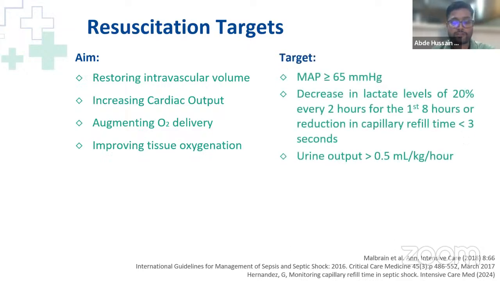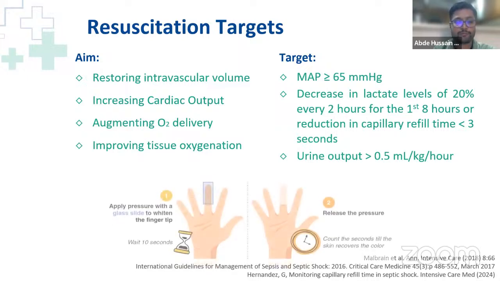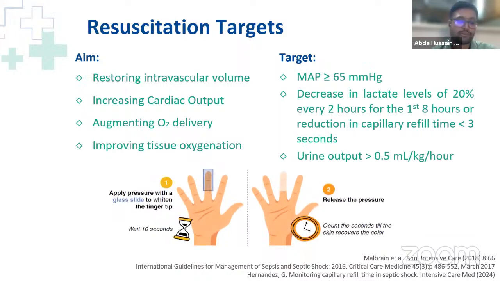So what are our aims while resuscitating? The main target is a mean arterial pressure of more than or equal to 65 mmHg, a decrease in lactate levels of 20% every 2 hours for the first 8 hours, or a capillary refill time of less than 3 seconds, or a urine output of more than 0.5 ml per kg per hour. In resource limited settings, for capillary refill time, pressure is applied on the fingertip and we wait for 10 seconds for the blood to withdraw from there. After releasing, if the blood comes back into the fingertip in less than 3 seconds, then we have achieved our resuscitation target.